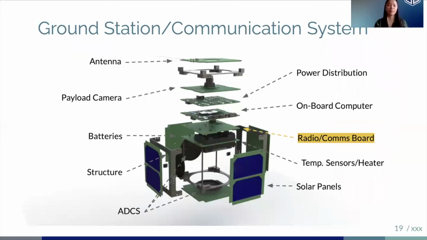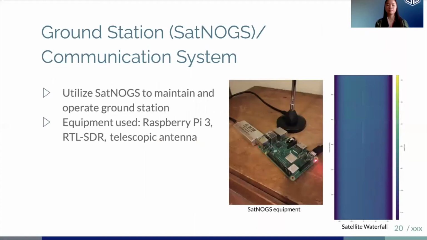And lastly, we have the communication subsystem. So in this subsystem, we deal with the contact between the ground station and the satellite, and we're utilizing a network called SatNOGS, where there are ground stations all over the world that are able to receive data from satellites in the form of audio files and waterfalls. So on the screen here, there's a picture of one of the waterfalls that we received from our ground station. And the equipment we use in a ground station is a Raspberry Pi 3, RTL-SDR, and a telescopic antenna.